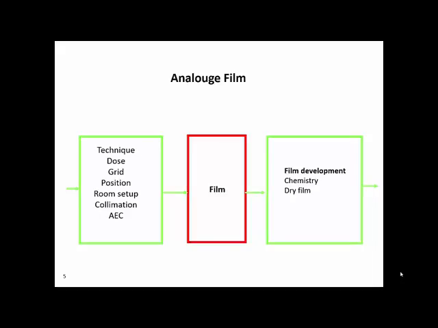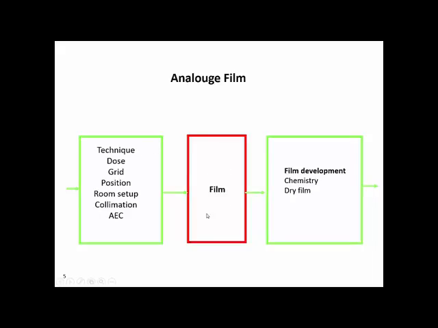First, I would like to come to the analogy of analog film that we used before. What you see here is that we have three main boxes. What happens in the background or in the foreground when you expose a film. First of all, we have to set the technique, like KV, dose, are we using a grid, what about positioning the patient correctly, and so on. This is the technique part of the image chain when we use a normal film.